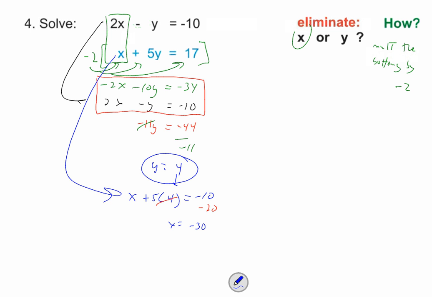-30. That would have been a fun one to graph, wouldn't it have been? You'd have to go negative 30. You'd have to turn your paper sideways. Okay, that would have been a pain. Final answer, (-30, 4). Consistent and independent.